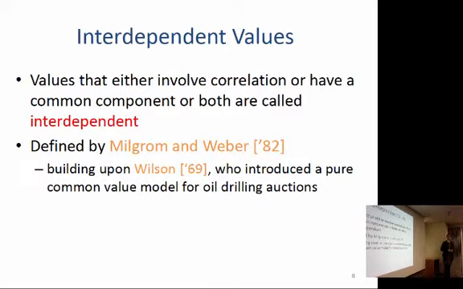Values that involve either correlation or a common component or both are called interdependent values. This is a very classic model in economics. It was developed by Milgrom and Weber in their 1982 paper, and the roots even go back to earlier work of Bob Wilson on pure common value auctions for oil drilling rights. Either there's oil or there isn't, and everybody values high or low depending on this.